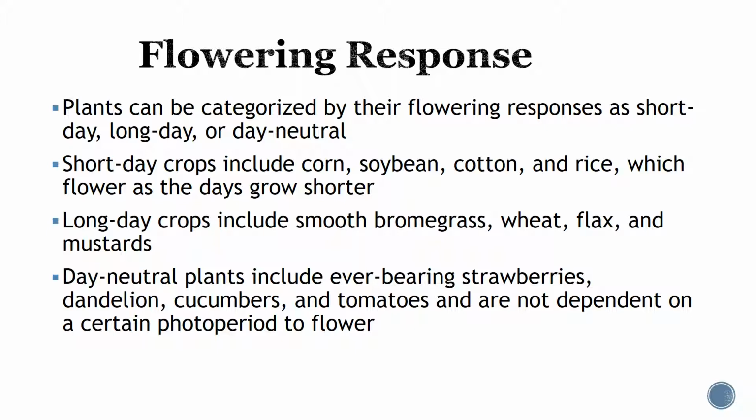Long day crops like brome grass, flax, wheat, and mustards are just the exact opposite. They will flower when the days grow longer, and that's pretty easy to see in those plants as well. Day neutral plants like cucumbers, tomatoes, and strawberries are not dependent on any type of photoperiod for that flowering response to happen.